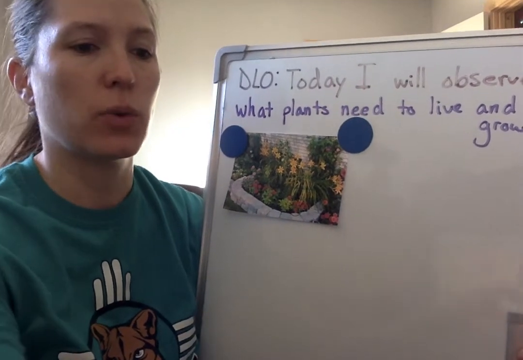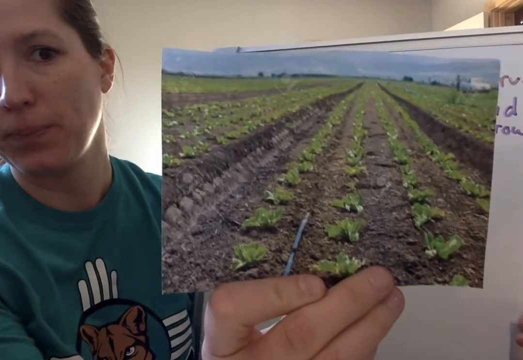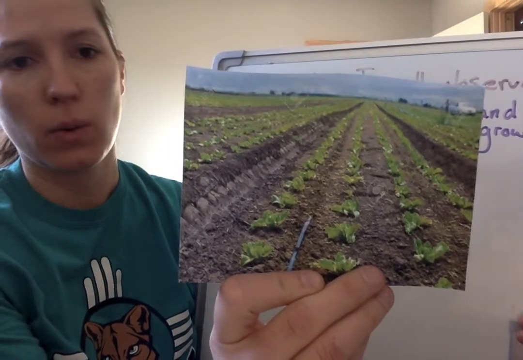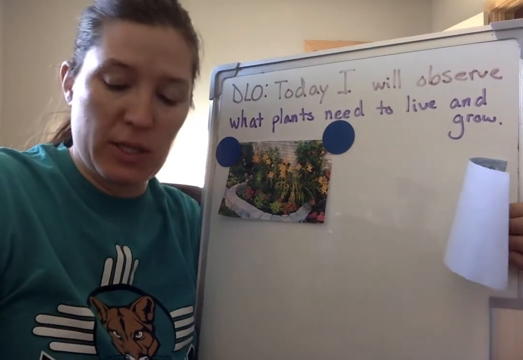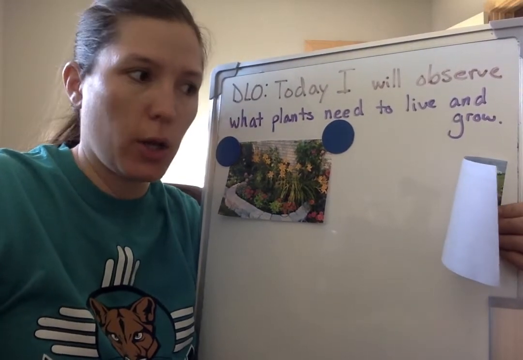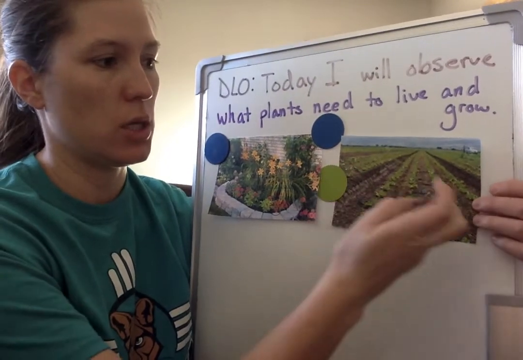I have another picture I want to show you. So look at this picture of this lettuce farm. We know that plants need air, space to live, water, and food to grow. Well, they need sunlight too. They need the sun too.